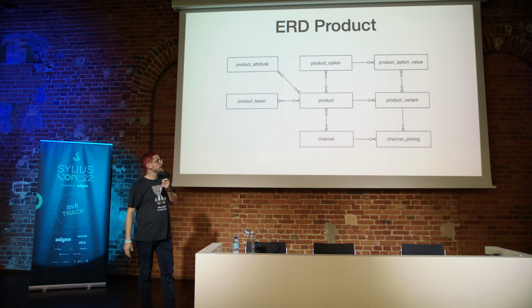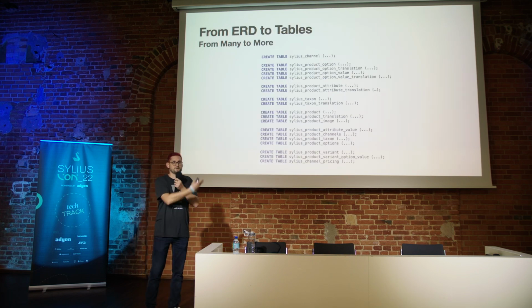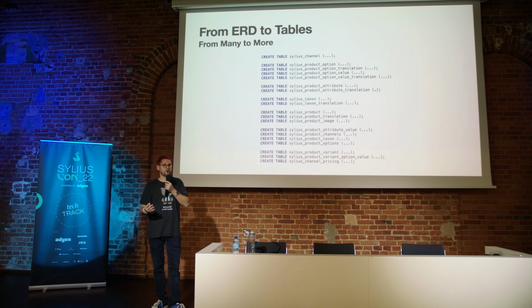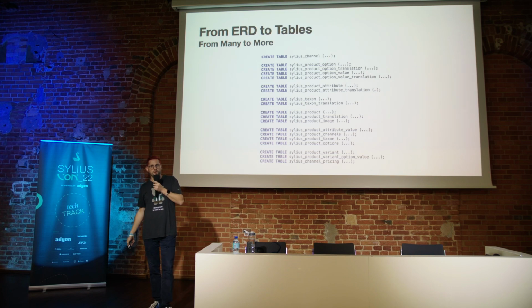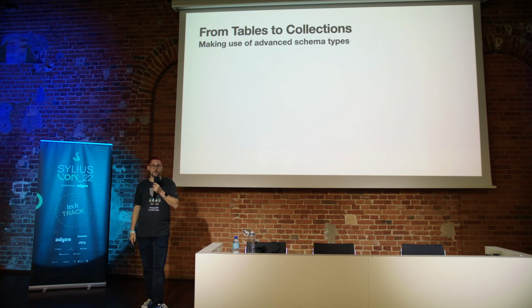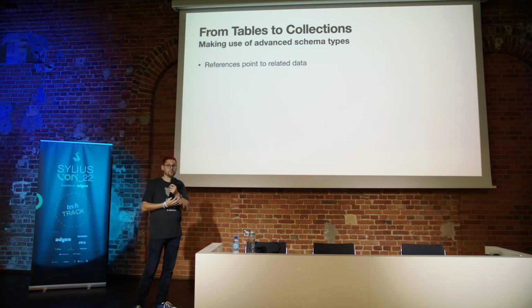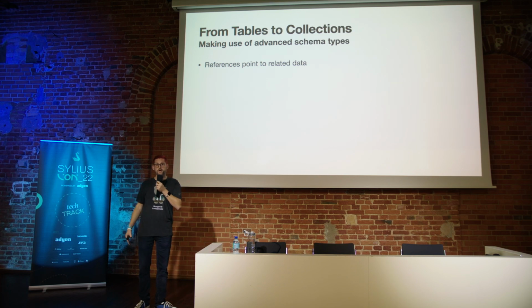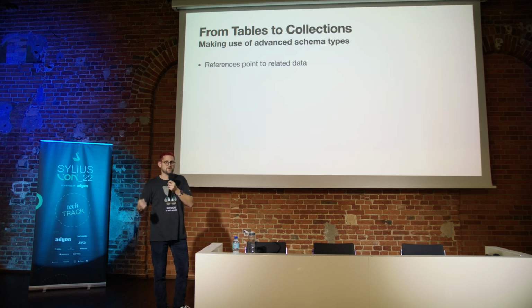We built this, and then we think about how do we store this. And we usually end up with something like this. So this is 19 tables just to store basically what we need for a product. Channels, attribute values, and everything. And the reason why we don't want to take this to MongoDB is because we can make use of some advanced schema types. Your relational database system will know one type of relationship, which is a reference. You create a foreign key constraint, you store an identifier in your other table, and your attribute translation points to the attribute, and the product translation points to the product.